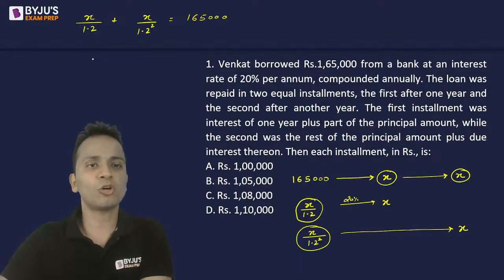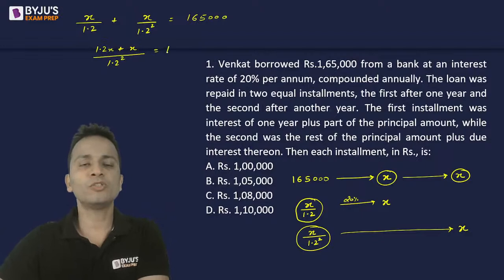Okay, so let's solve for X. Taking LCM, 1.2 square will be the LCM. So 1.2X plus X is equal to 1,65,000.